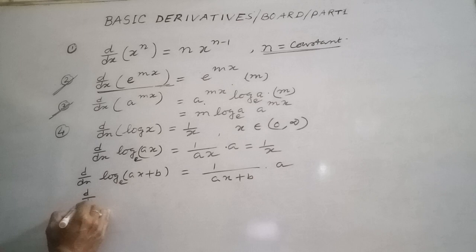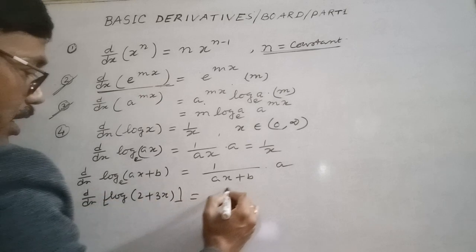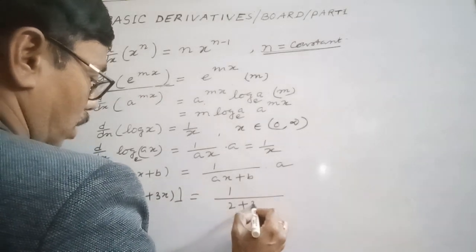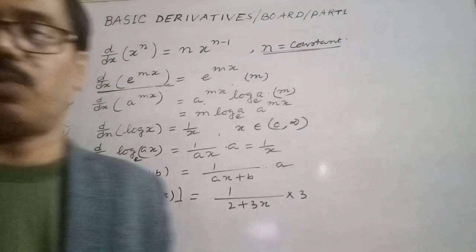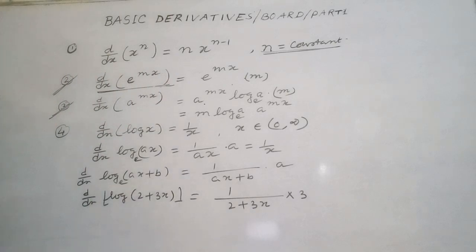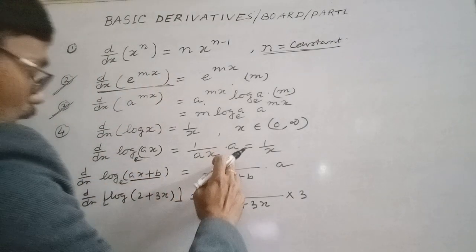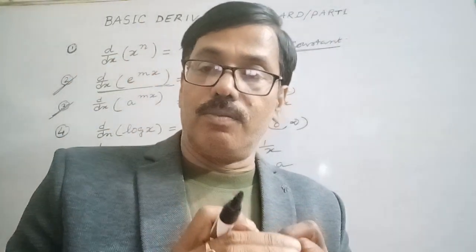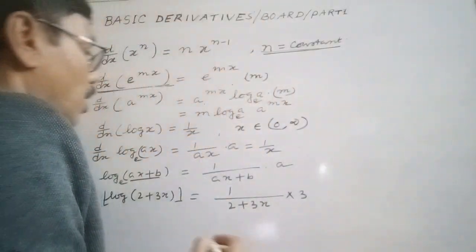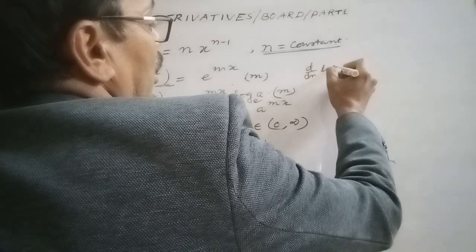Now application. d/dx of log (2 plus 3x). So this is linear algebraic: 1 by (2 plus 3x) into 3. So not 1 by 2 plus 3x. If it is linear algebraic, derivative is 1 by the argument into coefficient of x. And I am repeatedly saying, if the argument is not linear, for example, log.